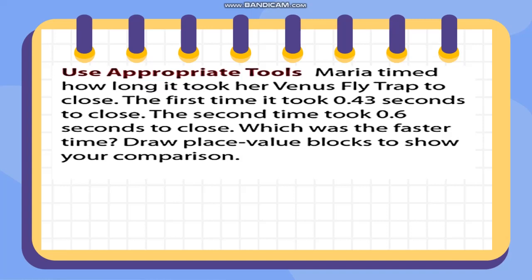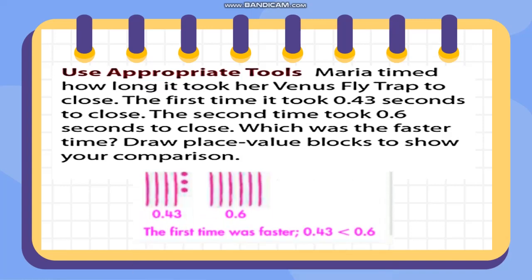So if we're going to use the value blocks, 0.43 looks like this. 10, 20, 30, 40, 41, 42, 43. So that is 43 hundredths. And this one is 6 tenths or 60 hundredths or 6/10. So we have 1, 2, 3, 4, 5, 6. So the first time was faster because 0.43 is less than 0.6.